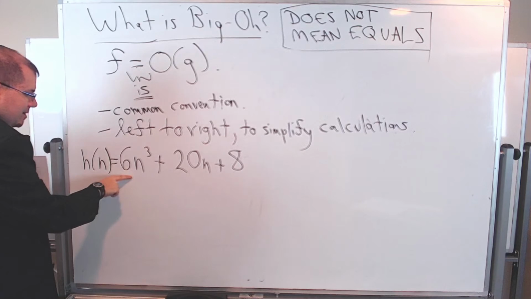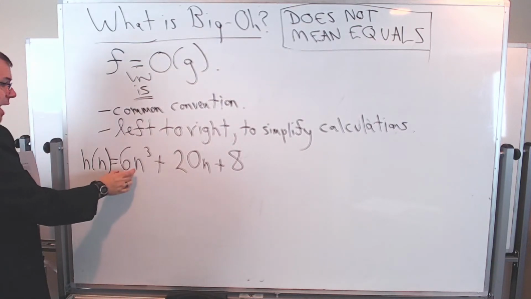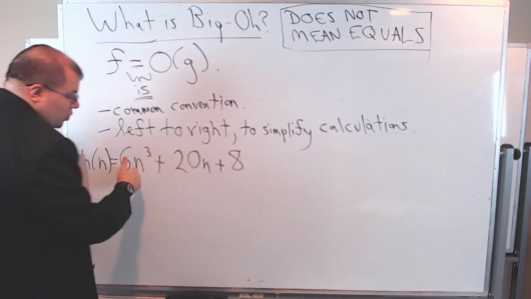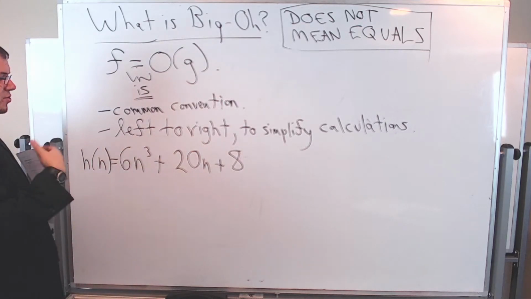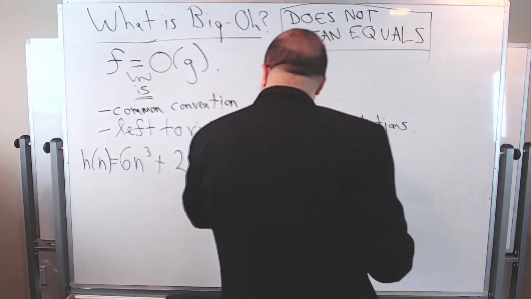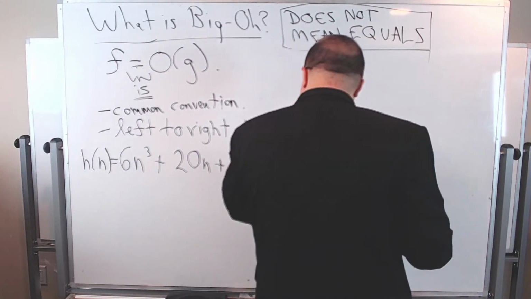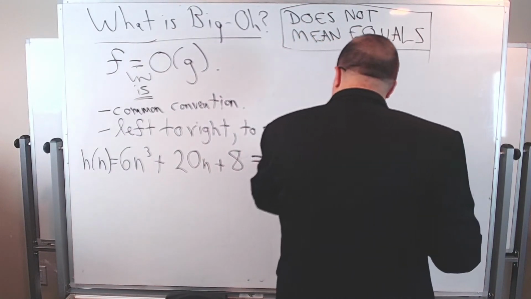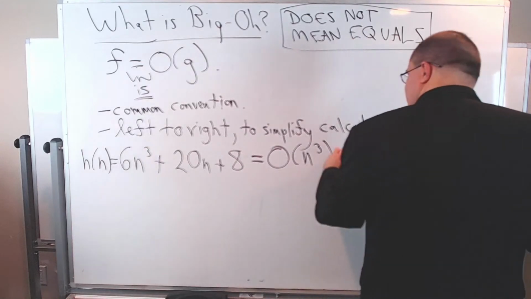But the point is that I can drop constants in front of terms. And also, I only have to take the dominant term. So, for example, I could rewrite this like this. So I can just drop the constants.